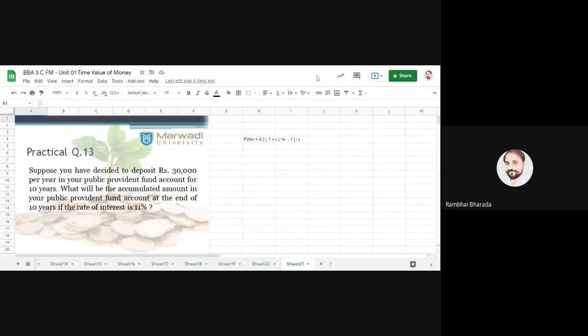And to calculate this, we have used this formula. FVAn is equal to A in a bracket (1 plus R) raised to n minus 1, bracket over, divided by R. Already we have done one practical question with this formula. Now we are on the second practical question, and I told you to do it at your place.